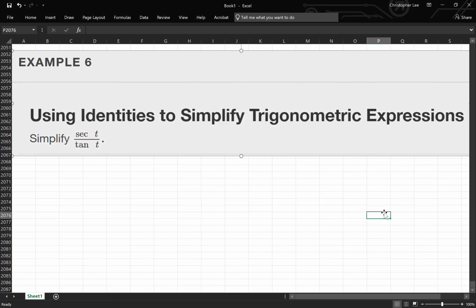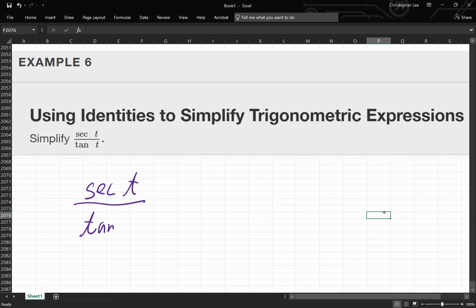All right, so this is using identities to simplify trigonometric expressions. Boom, telling you right out, I have secant of t over tan of t, and I want to simplify this. Don't fret, you know exactly what to do. Secant is 1 over cosine of t, over tan. What's tan again? Tan is sine over cosine, so this is sine t over cosine t. It's that simple. You have a fraction divided by a fraction.